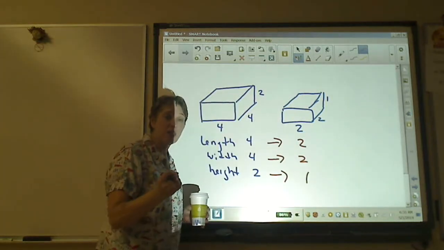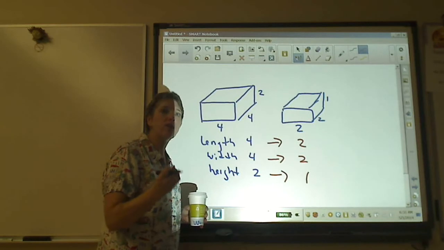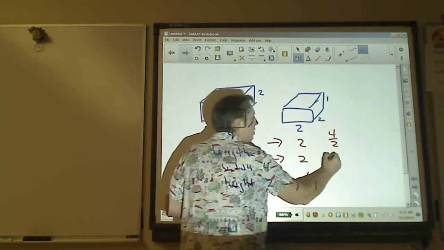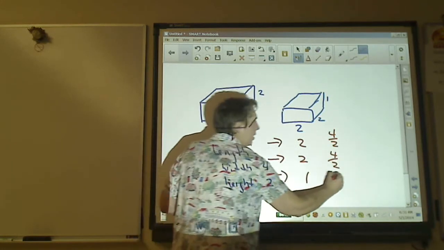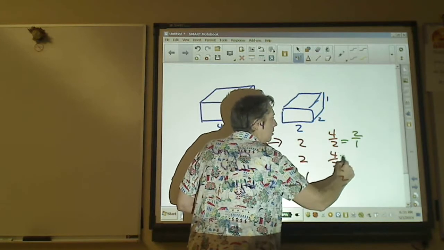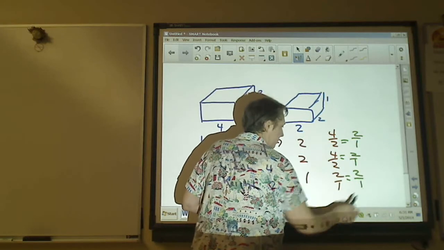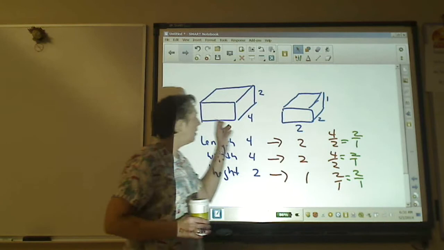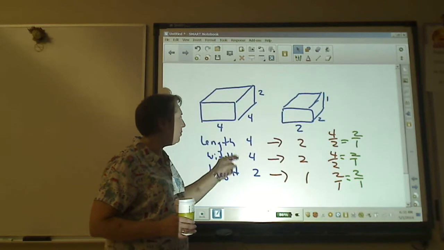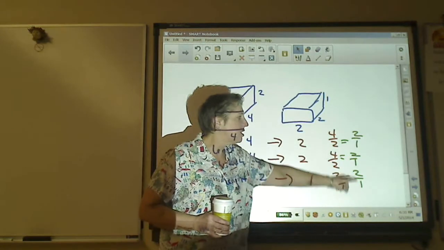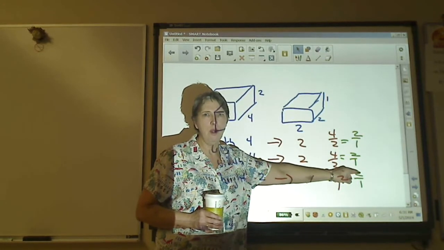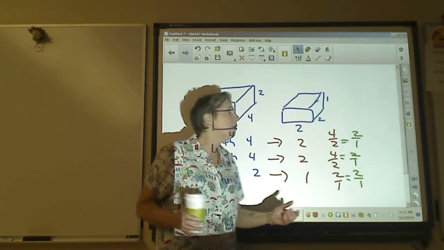Now we write fractions, proportions, to see if all the fractions are the same. 4 over 2, 4 over 2, 2 over 1. These simplify to 2 over 1. So now you look, we write length, width, and height. You write the measurements for those, then you write them as fractions and simplify. If all the fractions are the same, then the two prisms are proportional, and they are similar. That's all you do.